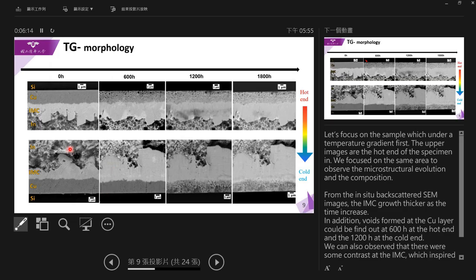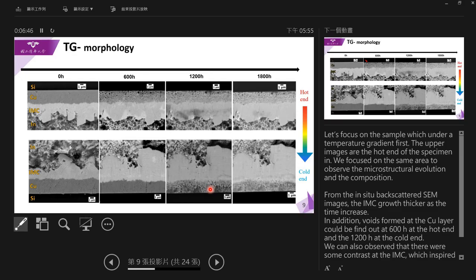Let's focus on the sample under a temperature gradient first. The upper images are the hot end of the sample, and we observe the same area to see the microstructural evolution and the phase composition transformation. From the in situ backscatter SEM images, the IMC grew thicker as time increased. In addition, voids formed at the copper layer could be found at 600 hours at the hot end and 1200 hours at the cold end.